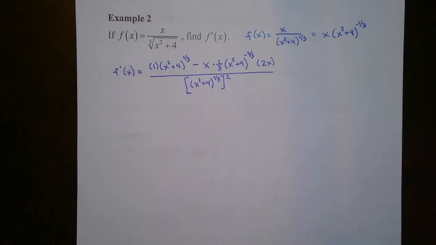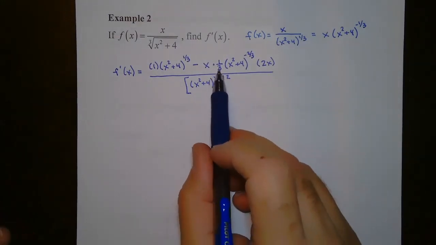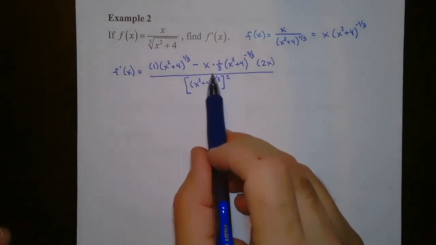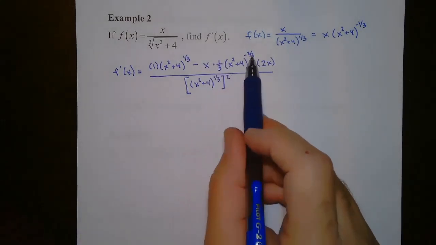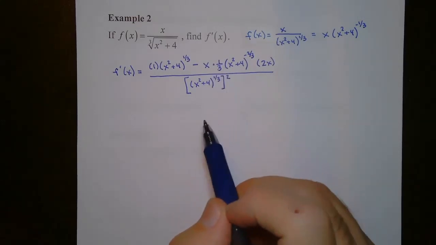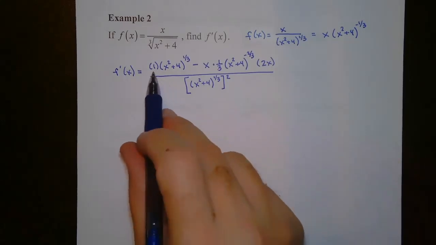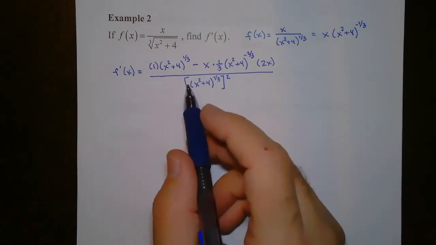This is part of what makes using the quotient rule on this problem a little more difficult: you wind up with these fractions. This wouldn't be so bad if that were a whole number, but it's a fraction. I'm still going to do the quotient rule. So 1 times this is still just this.